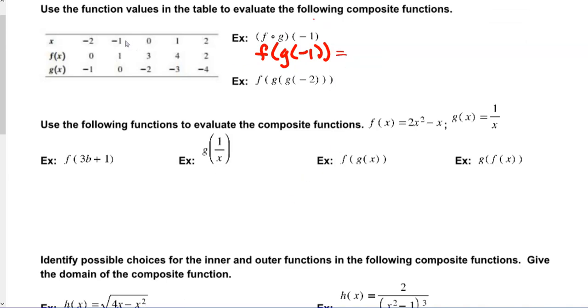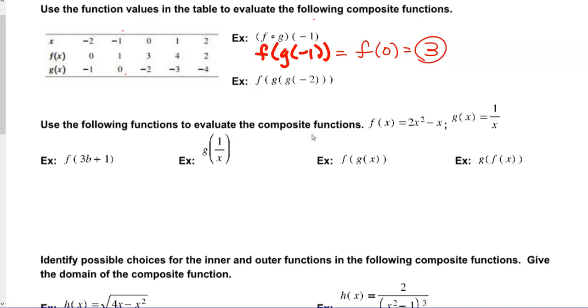Well, in this chart, here's negative 1 for my x. Where is it on the g? It is at 0. So that means I now get f of 0. And when I look for x equaling 0 on the f function, that gives me 3. So again, knowing how to work it, it's not hard. It's just making sure you know the order in which things are done.